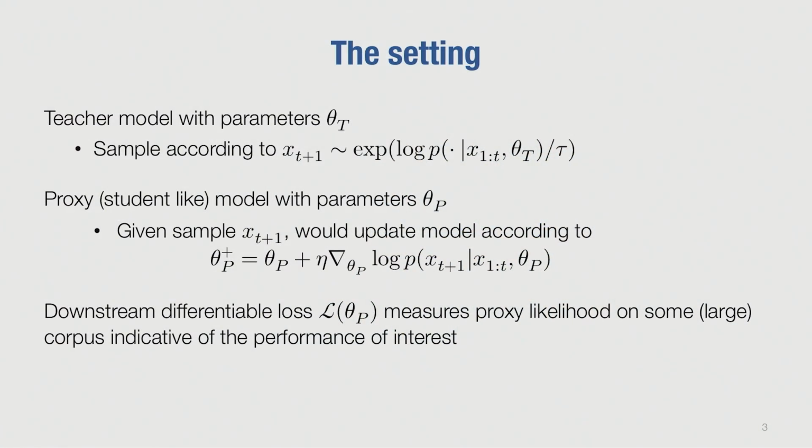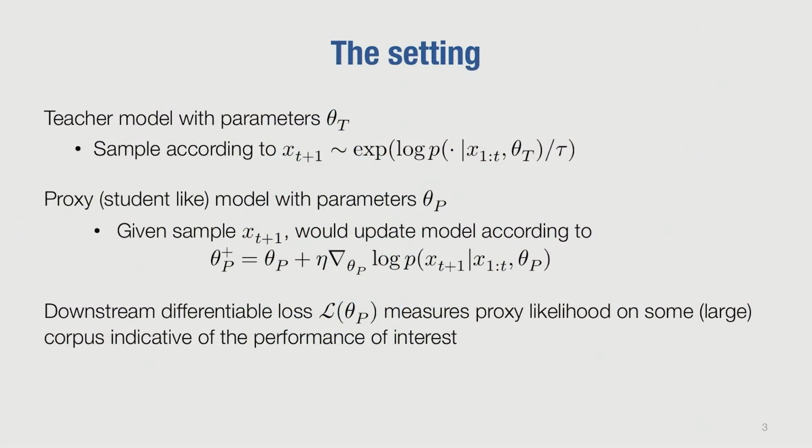We also have a student model, but we don't know quite what student someone downstream might be using. And so we're going to think of it as a proxy model. We're going to have some proxy student model, and we're going to think of this model as being trained on the samples from the teacher. So whenever we take a sample from the teacher model, x_{t+1}, we would then take a small gradient step on that token in the proxy model. That's how we update these proxy model parameters.